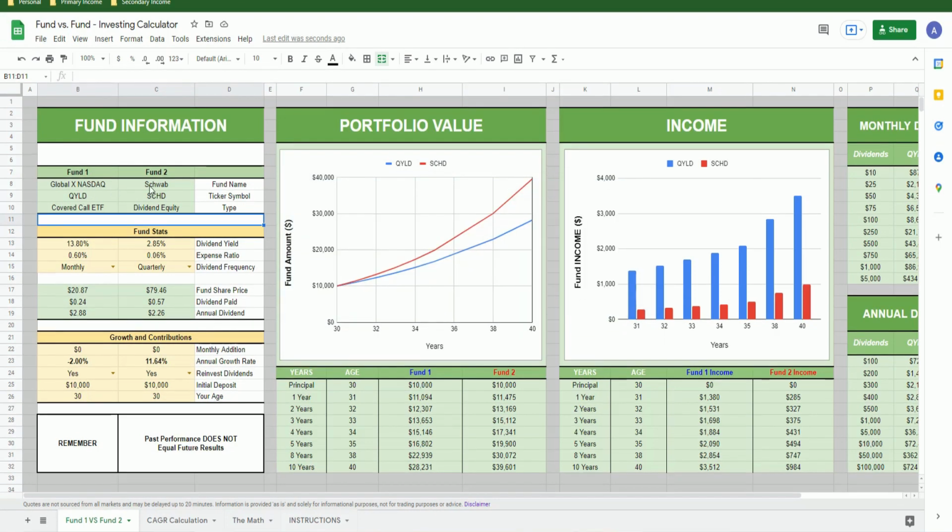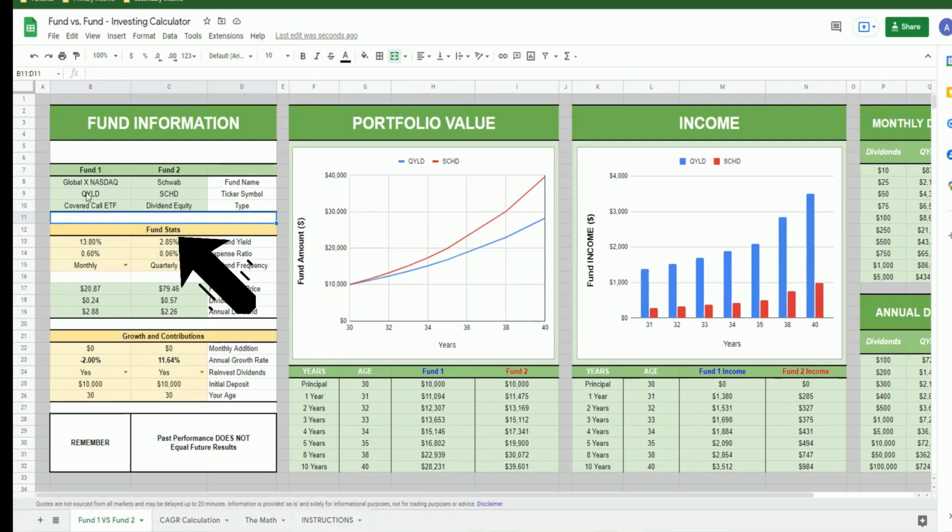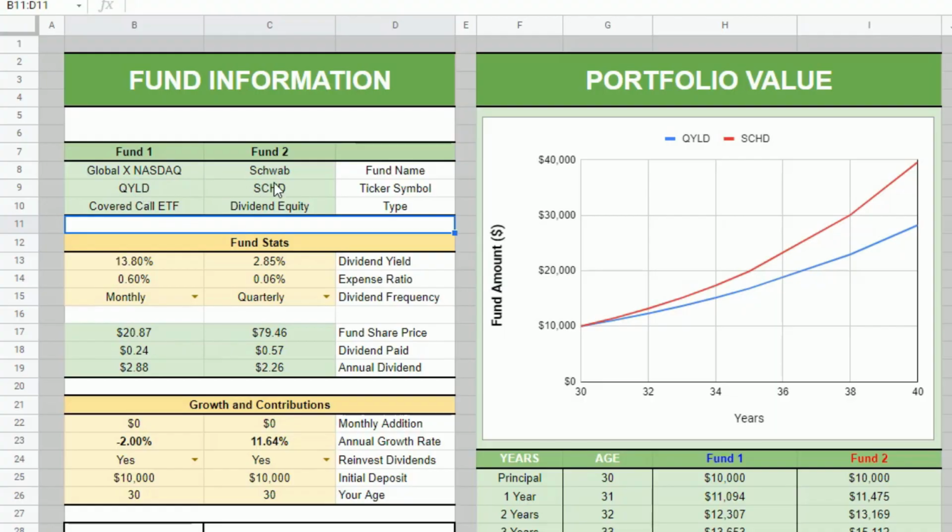I know these are two very different types of funds. This is a covered call ETF, mainly for income, and this is a dividend equity ETF, mainly for a little bit of income as well as some very decent growth, having some very solid dividend funds inside this ETF.